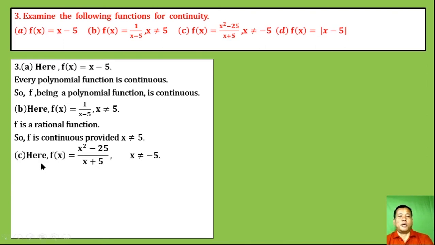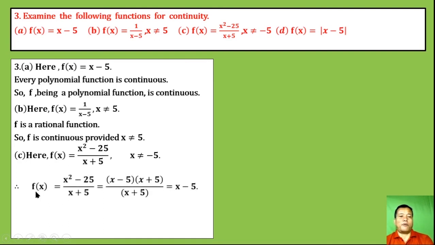Number C. f of x is also a rational function. Therefore, f of x can be written as x minus 5 whole into x plus 5 whole divided by x minus 5. Cancelling the common factor, we get x minus 5. Every polynomial function is continuous.